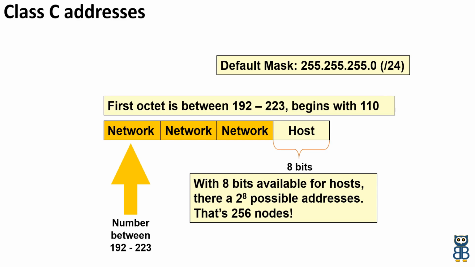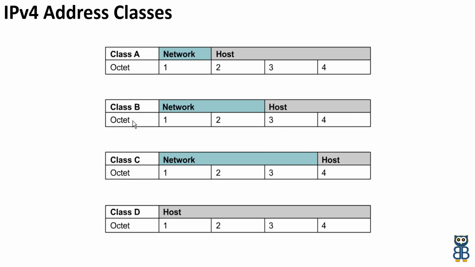The Class D address begins with binary 1, 1, 1, 0 in the first octet, and first octet range will be 224 to 239. The Class D address can be used to represent a group of hosts called a host group or multicast group. Class E addresses first octet of an IP address begins with 1, 1, 1, 1. Class E addresses are reserved for experimental purposes.